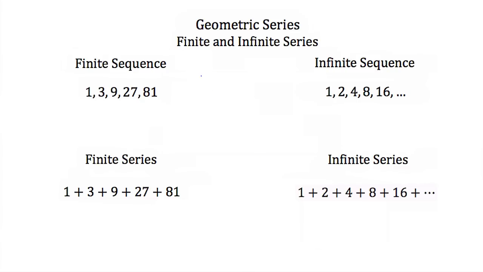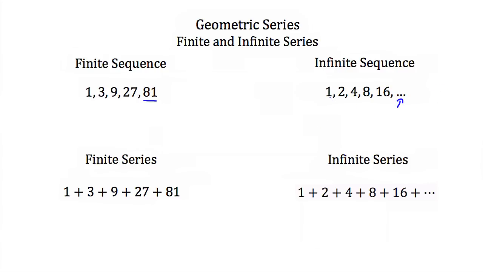First, let's look at sequences. If we have a finite sequence, like the one in this example, 1, 3, 9, 27, and 81, notice that 81 is the last term in our sequence. So the sequence ends at 81. If we have an infinite sequence, like this example 1, 2, 4, 8, 16, notice that there are these 3 periods after our last term. That means that this sequence goes on forever.